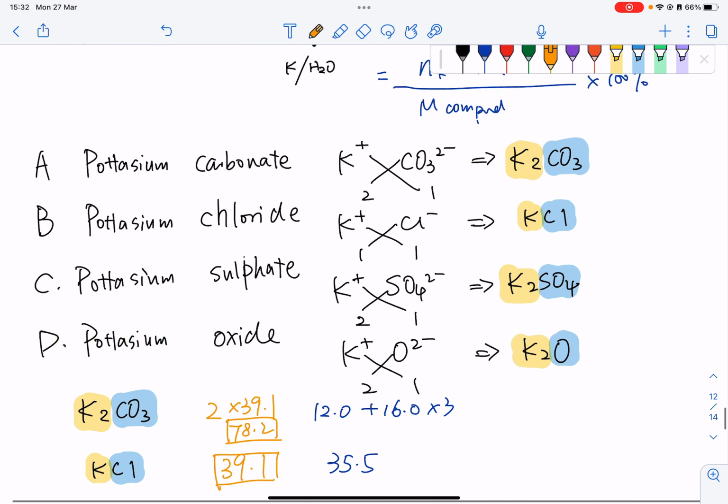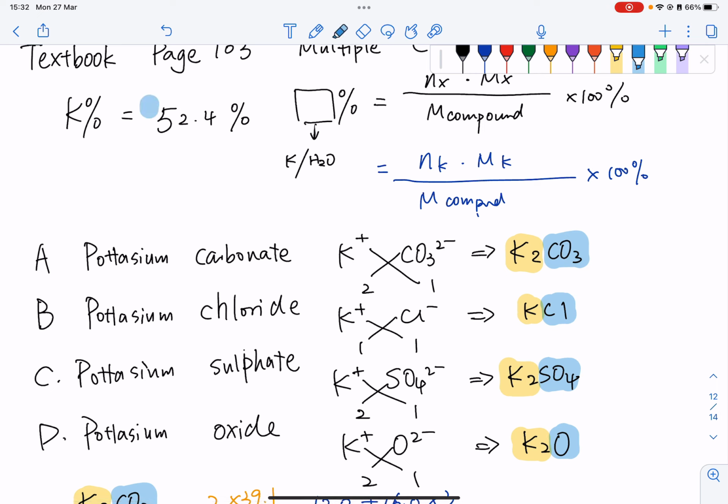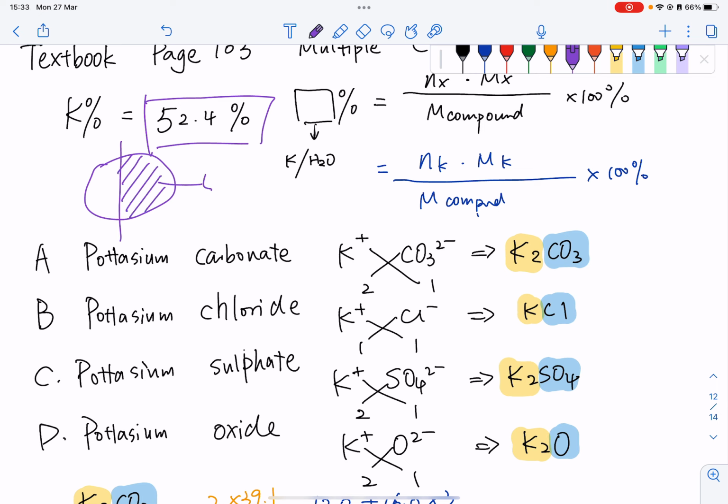Then if we take a look at the mass here, it should be 52.4. If that is 52.4, let's draw a pie, then it will be more than half of it. 52.4 means the potassium over the whole compound will be more than half of it. If the mass of potassium and the rest of it are similar, then this surely will be the answer.